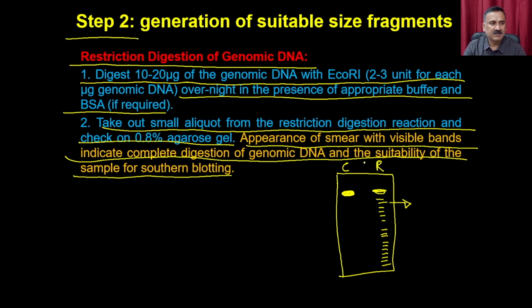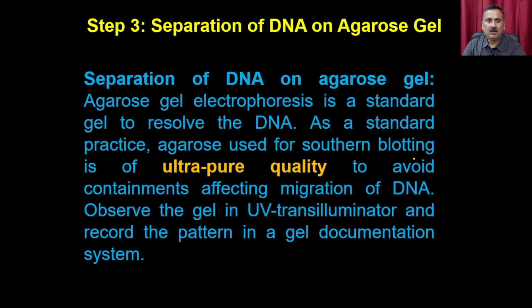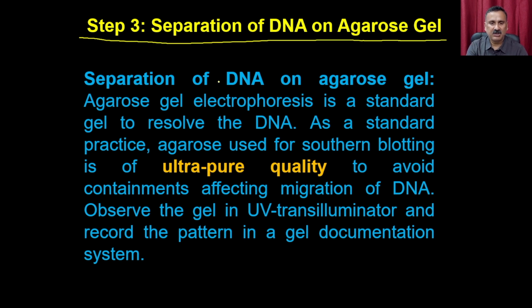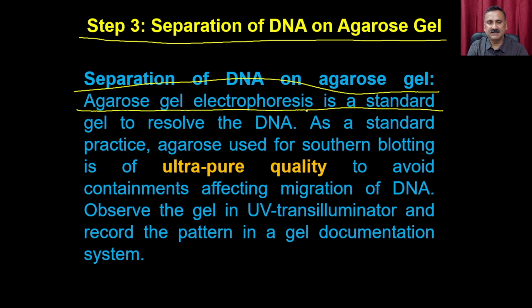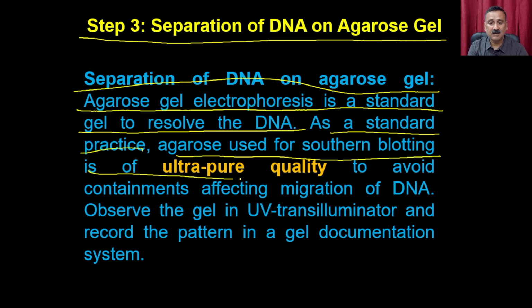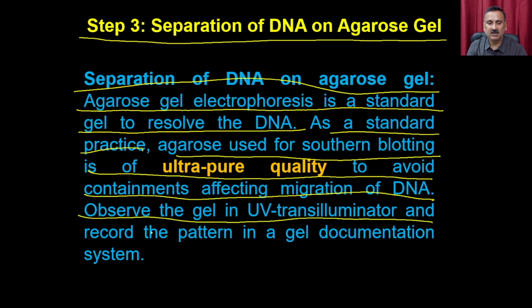Now you can move on to step 3, where you separate this DNA on a suitable gel system. Step 3 is the separation of DNA on the agarose gel. Agarose gel electrophoresis is a standard method to resolve DNA. As a standard practice, the agarose used for Southern blotting is of ultra pure quality to avoid contaminants affecting the migration of DNA. Observe the gel in the transilluminator and record the pattern in a gel documentation system.